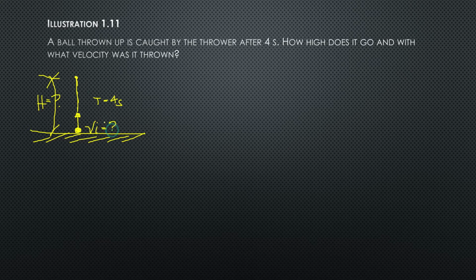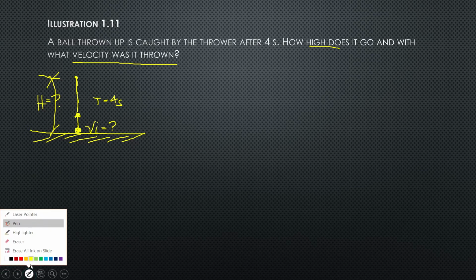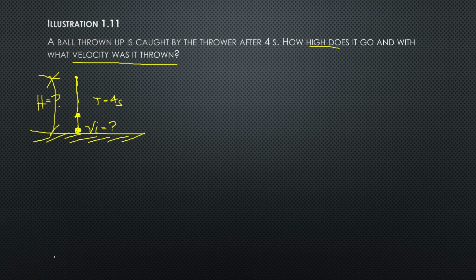That is the second unknown. So first is the height, and second is its velocity. Okay, now let's see. Given is simply the total time interval, that is from going up until the thrower catches the ball.